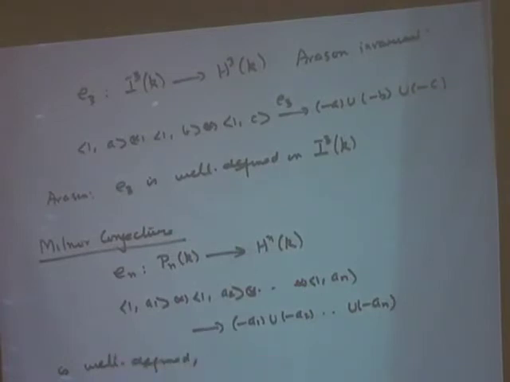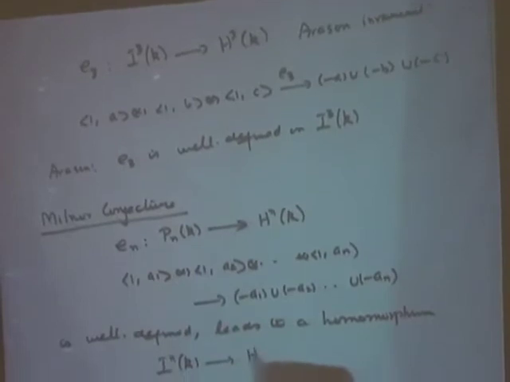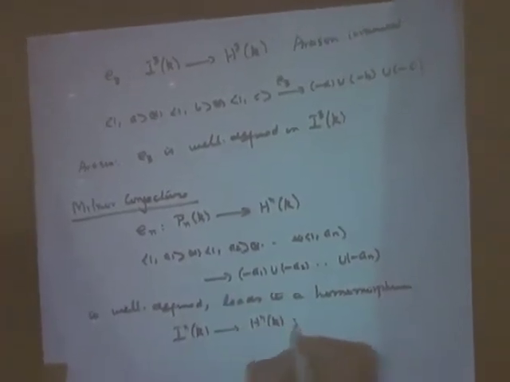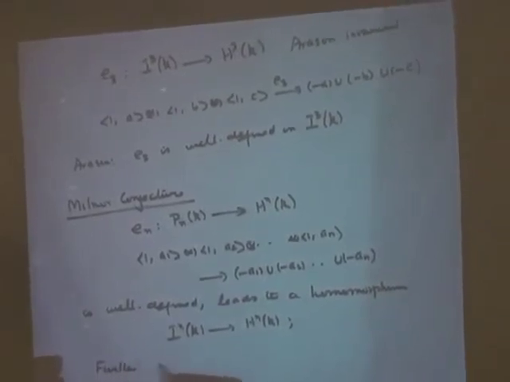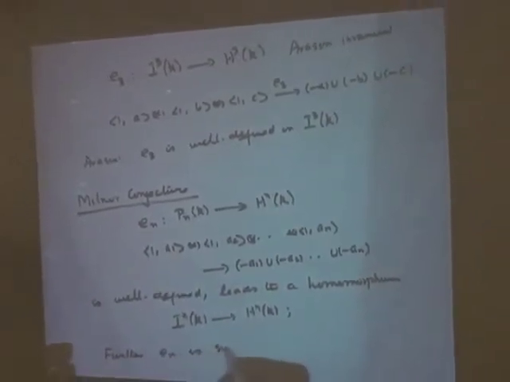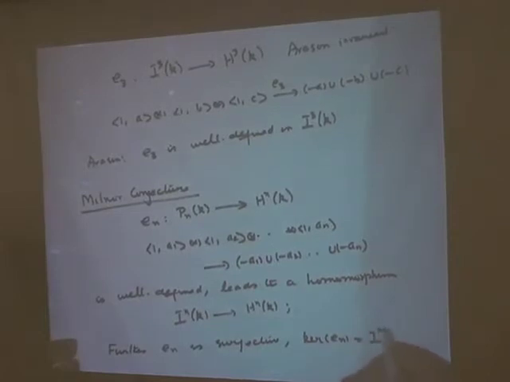That is the first part. Then it leads to a homomorphism, that is the second part, a homomorphism from I^n of K, which has these as generators, to H^n of K. This is the first part of the conjecture. Further, e_n is surjective as in the previous cases, and the kernel of e_n is I^(n+1) of K. So this is the full content of the Milnor conjecture.